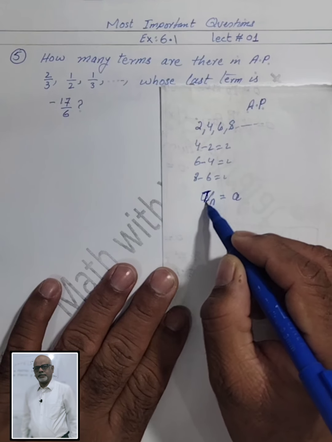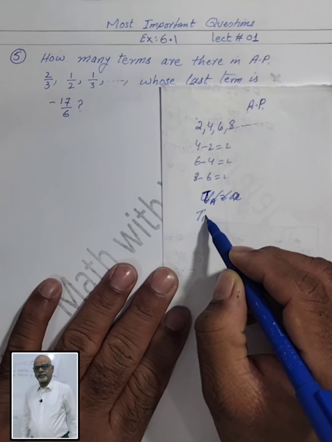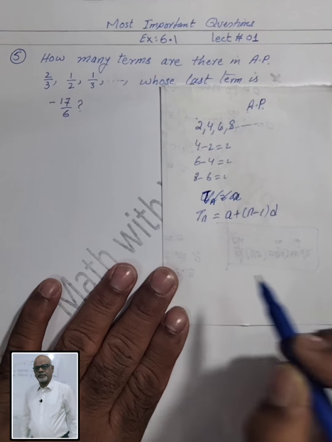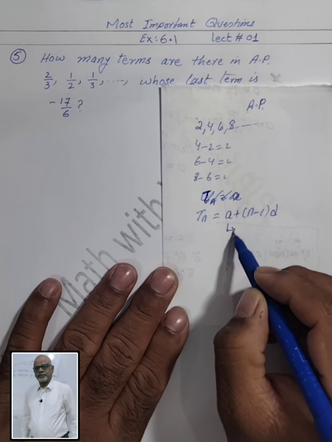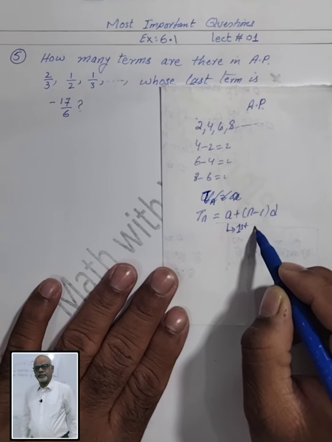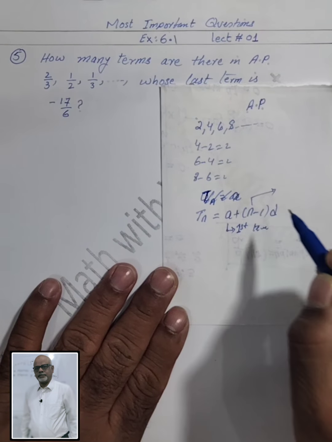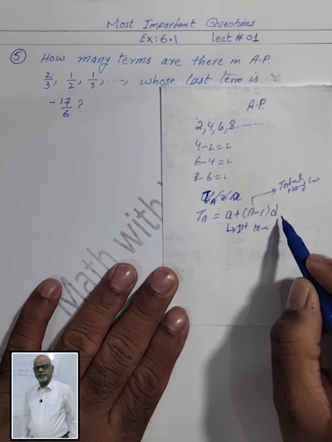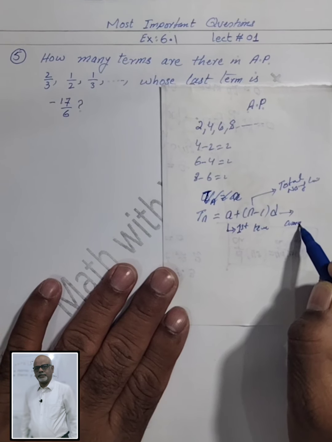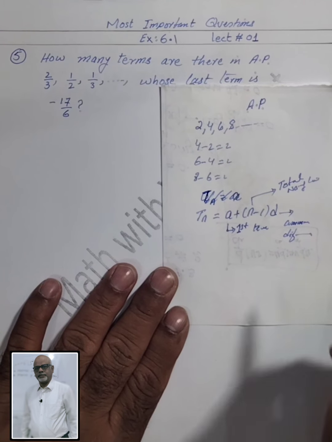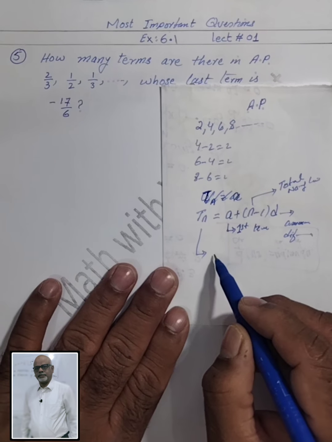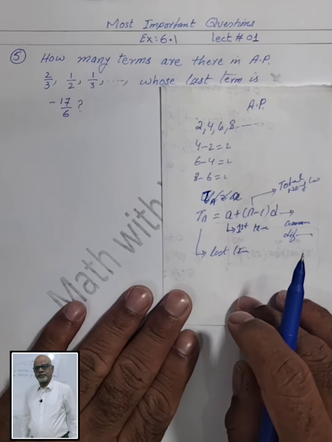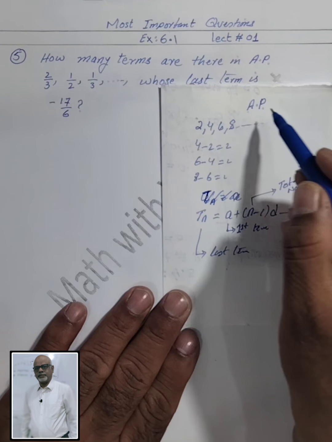Tn is equal to A plus n minus 1 into D. Here A is its first term, n means the total number of terms, D is its common difference, and Tn is the general term or the last term. So please remember this point, dear students. AP stands for arithmetic progression.